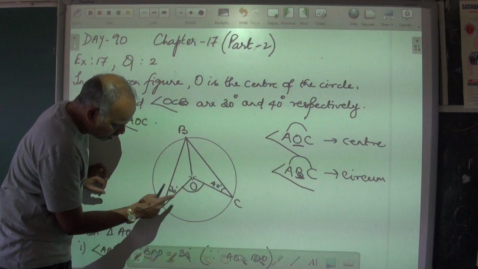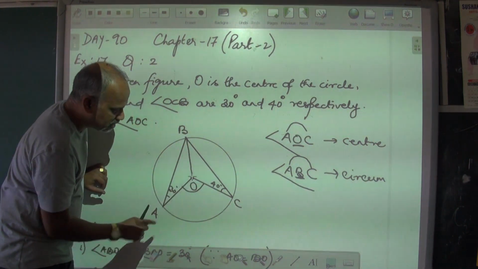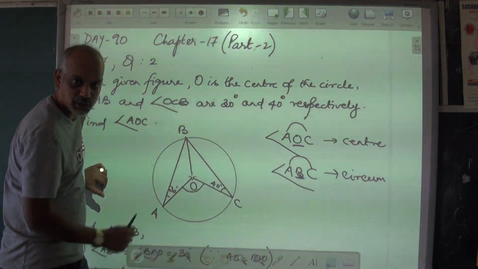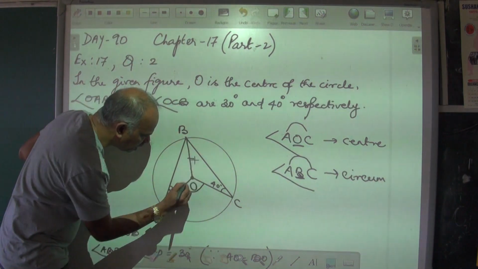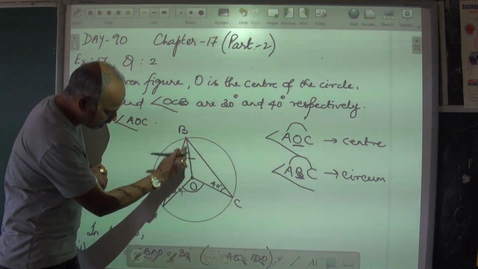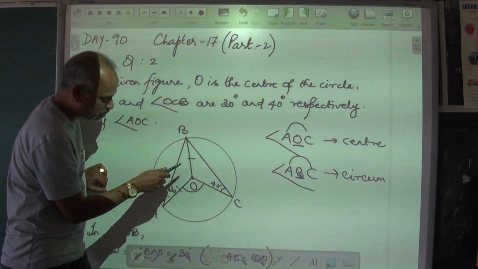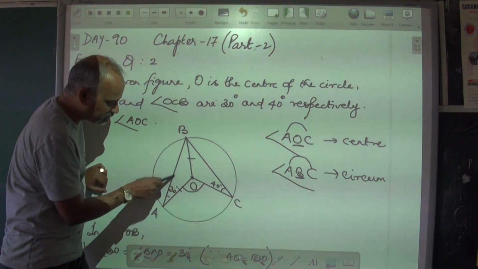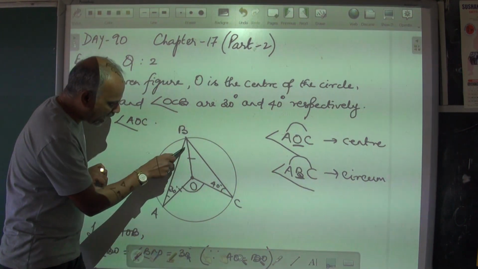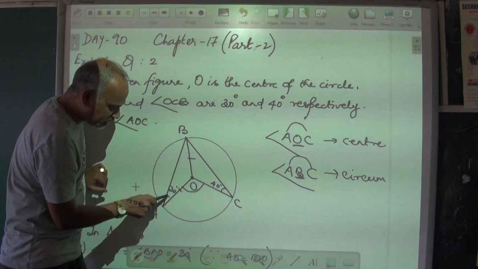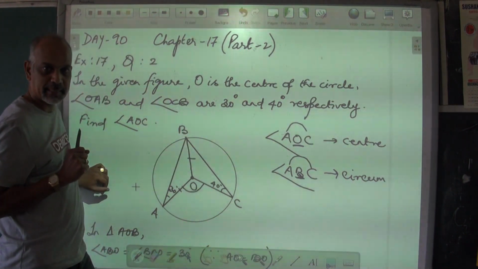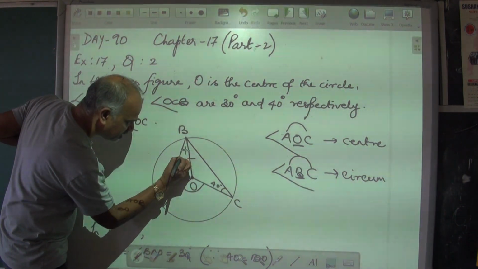For this triangle, O to A is called radius, O to B is also called radius. If both of them are radius, they should be equal. So OB and OA must be equal, which means this triangle becomes an isosceles triangle. Two sides are equal, so two angles also must be equal. That is, this angle and this angle should be the same. If this is 30, this also must be 30 degrees.